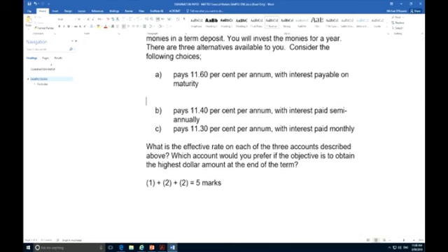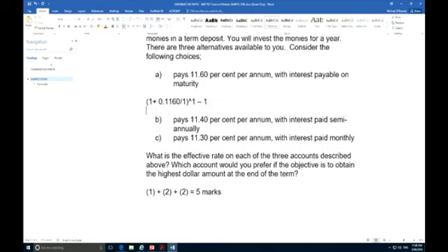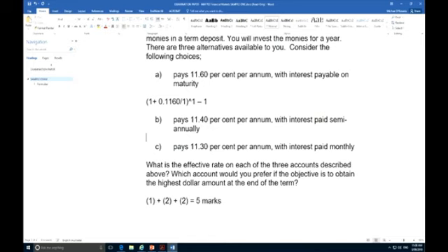So, let's do the calculation. Bracket 1 plus 0.1160 divided by 1, taken to the power of 1, minus 1. Okay? So did we need to do this calculation? No, it's a waste of time. We didn't need to do that calculation because the compounding frequency is annual. So the nominal annual rate is the effective rate.